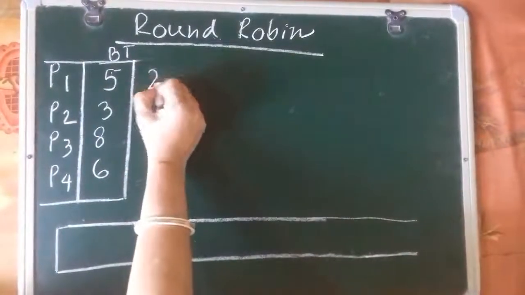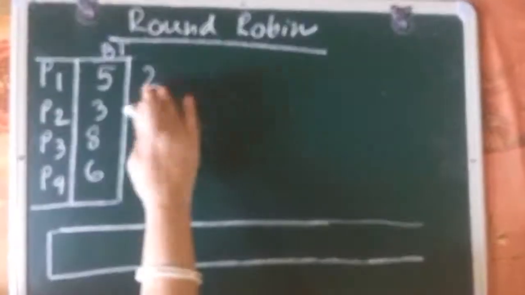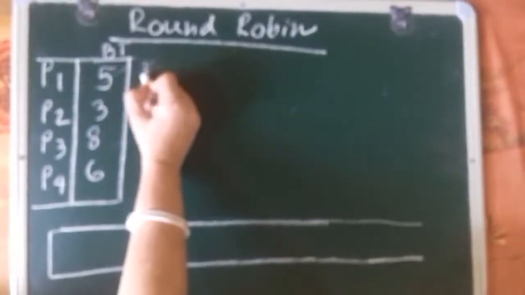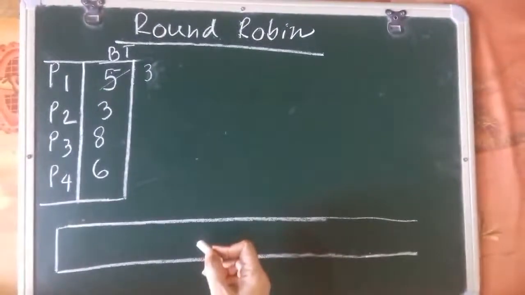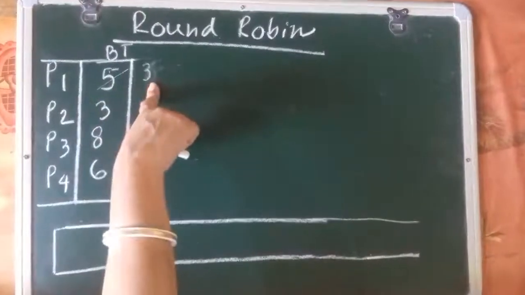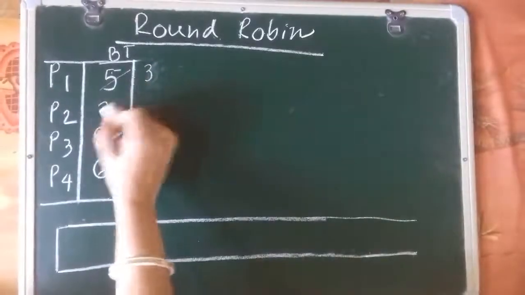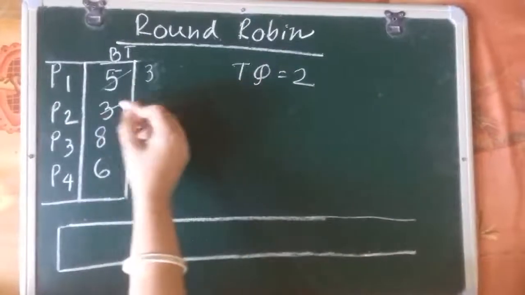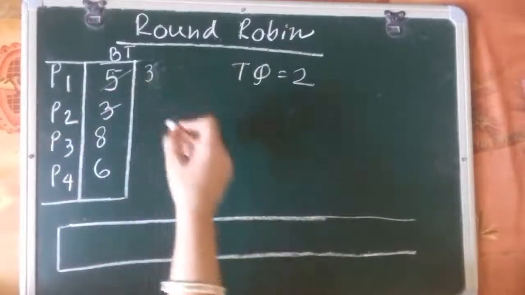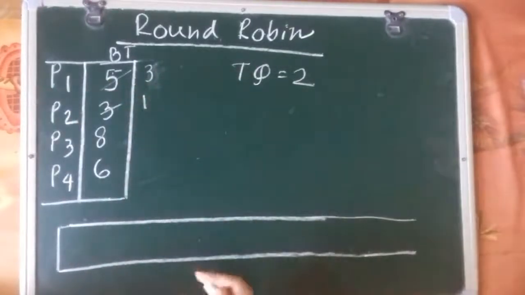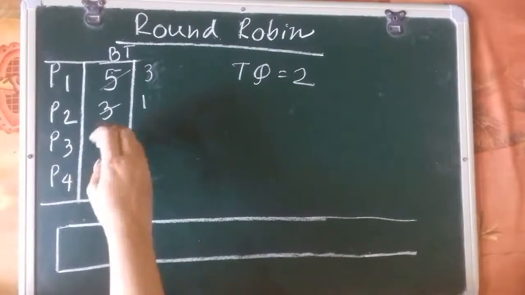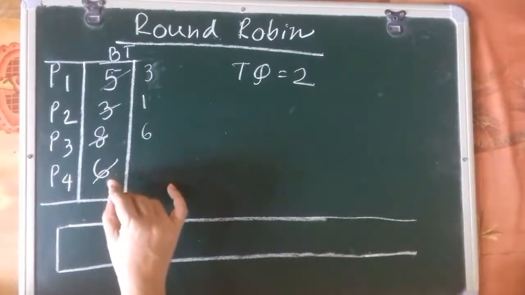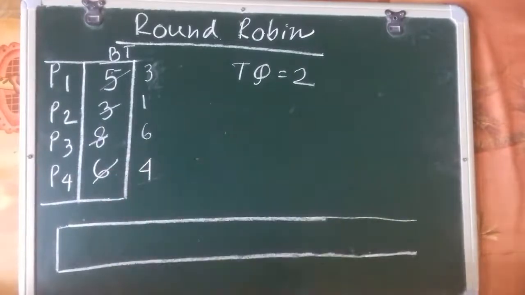If I am taking the time quantum as 2, what do I have to do? 2 units of time I should give to process P1. So process P1 will be left with 3 units of burst time; it requires 3 more units of CPU time. Now 2 units should be given to P2 also, so 1 unit will be left out. Now for P3, if I give 2, 6 will be left out. For P4, if I give 2 units, 4 will be left out.